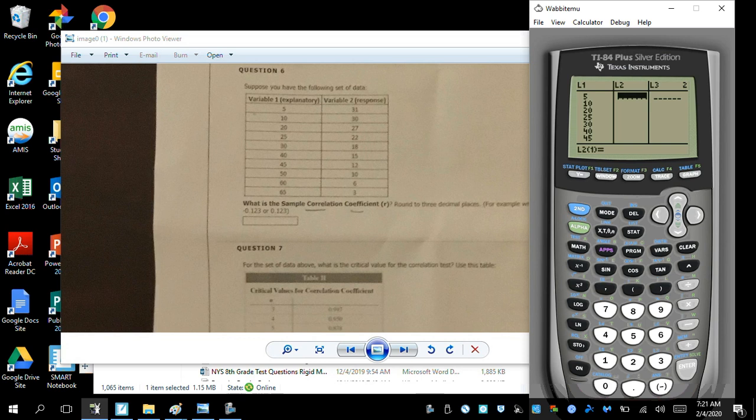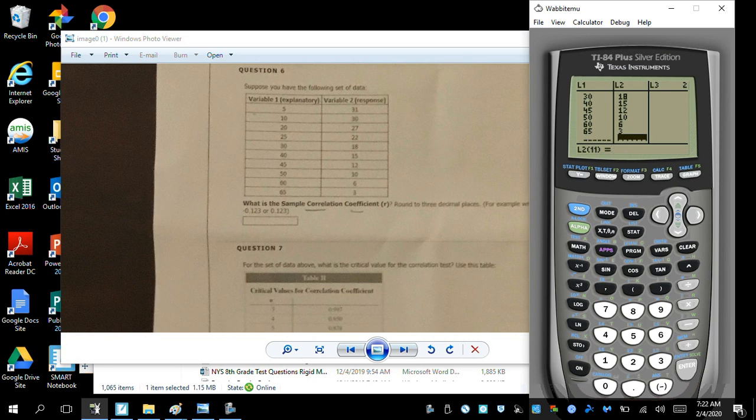Go over to the next column, make sure you write the right corresponding numbers. 31 corresponds with 5, 30 corresponds with 10, 27, 22, 18, so on and so forth, 15, 12, 10, 6, 3. Okay, and again, we should be all good.